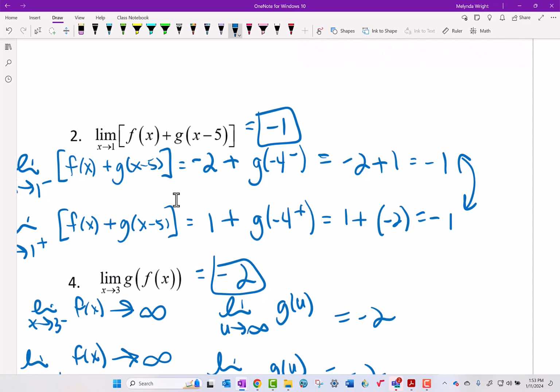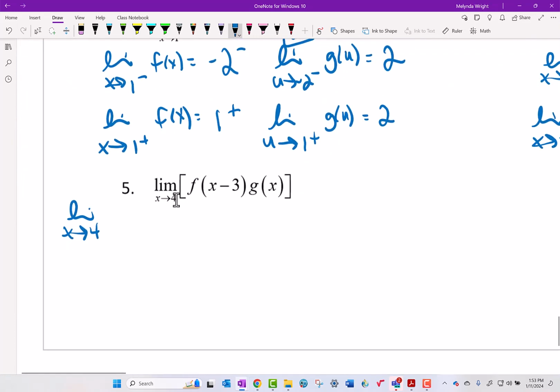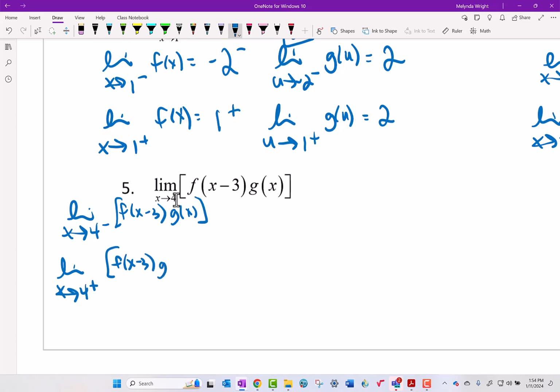It's different. This comes from here. Okay, so keep that in mind. All right, so we're going to 4 from the left of f of x minus 3 times g of x. And then we're going to 4 from the right of f of x minus 3 times g of x. Okay.